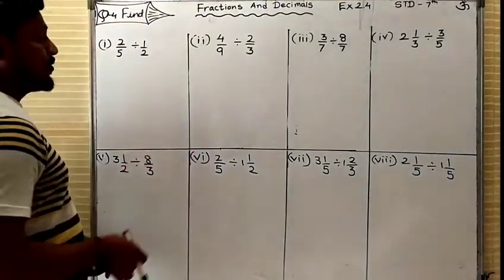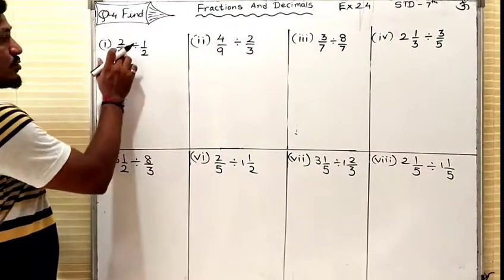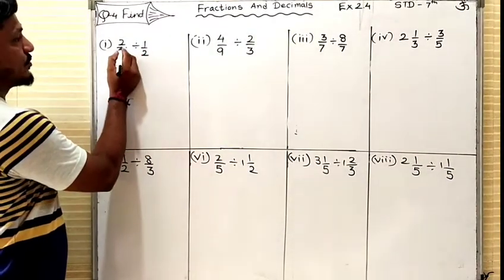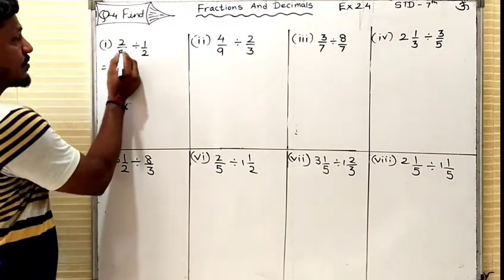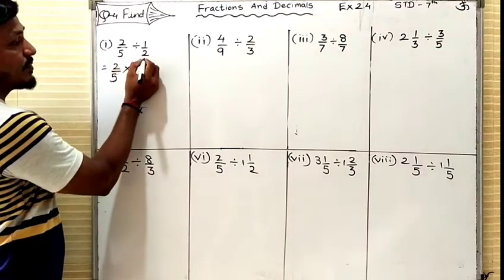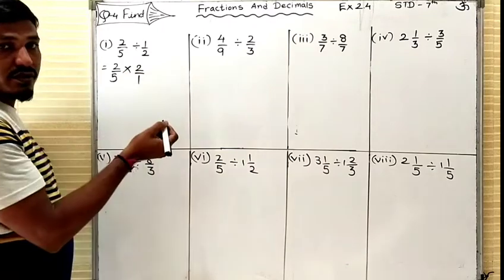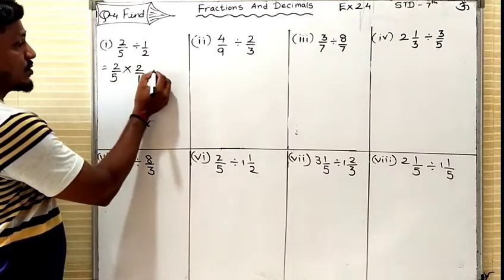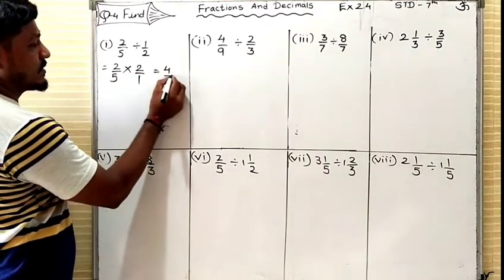Let us see question number 4. Find 2 by 5 divided by 1 by 2. Very easy. As I told you, you have to write down this value as it is. Then convert this division to multiple. So 1 by 2 will become 2 by 1 as I told you earlier. Then multiply 2 2s are 4 and 5 1s are 5.